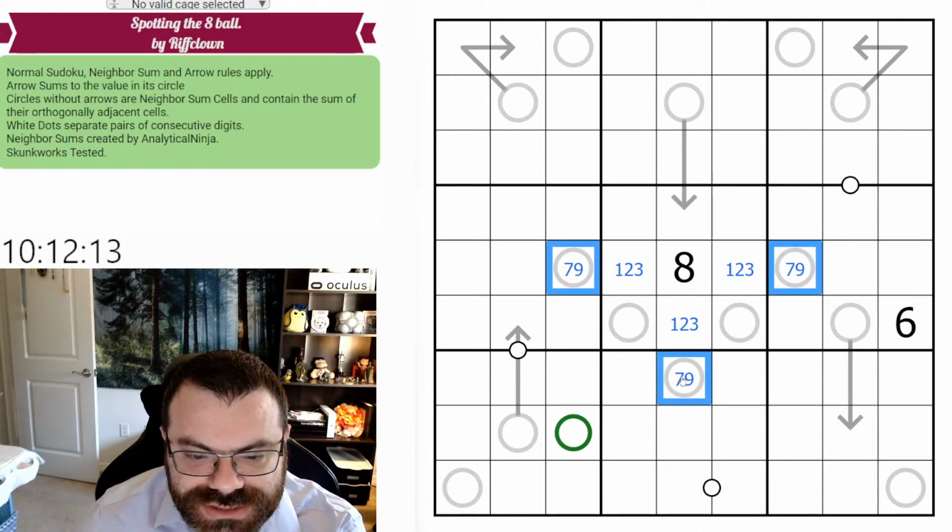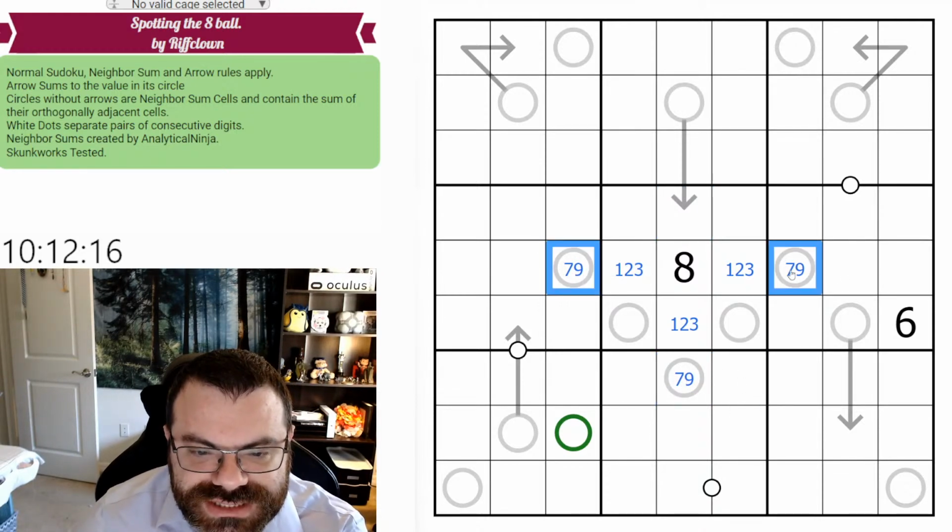True, they all see this 8. So one of these is 7, which means one of these is 1. So this one cannot be 1.